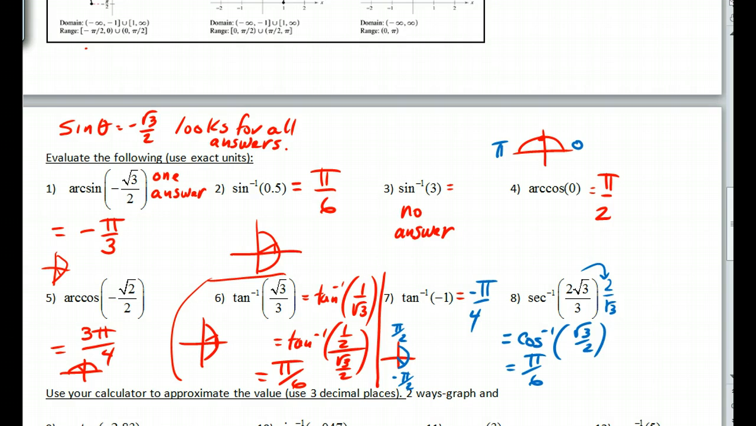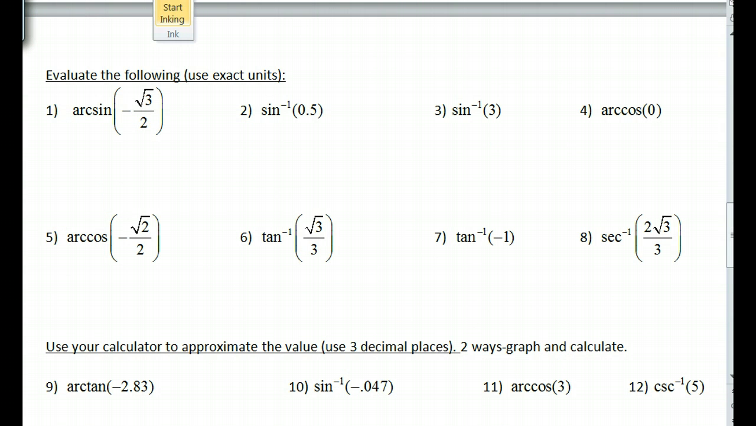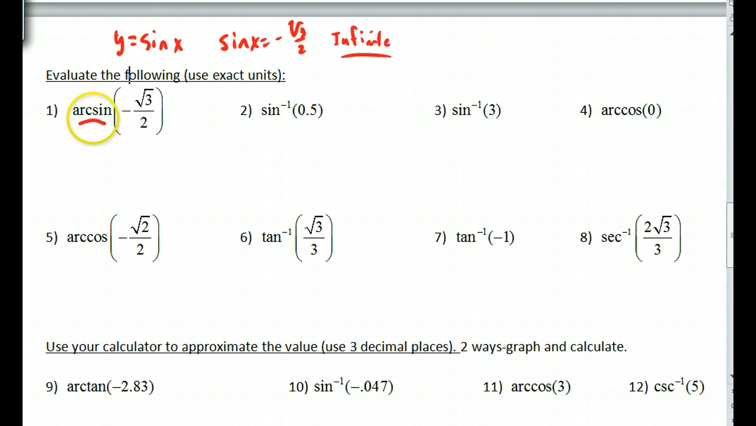Okay, then we're going to get to some examples here. When we see y equals sine of x, and I want to know when the sine of x is equal to -square root of 3 over 2, how many solutions do we get for that? Well, this is an infinite amount of solutions. Now, since we use this notation right here, this is asking only for one answer because it is a function. Arcsine is a function. So when I see this, I want to know what the arcsine is for this.